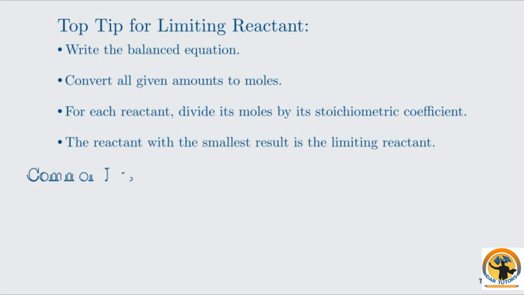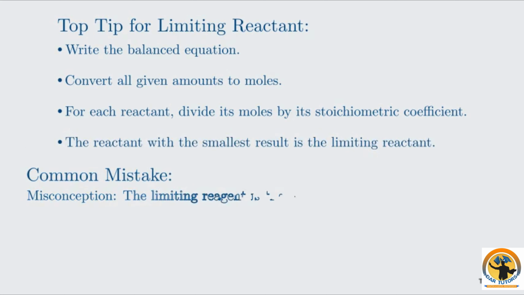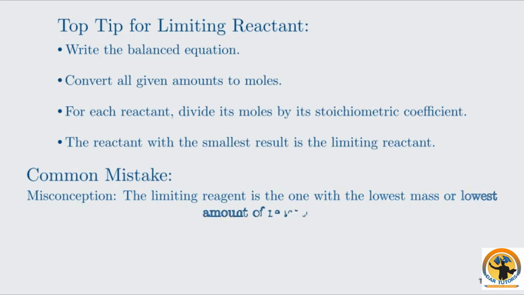A crucial point to remember is to avoid a common mistake. The limiting reactant is not simply the one with the smallest mass or the lowest number of moles. It is determined by the stoichiometric ratio. In other words, you must always take the balanced equation into account. Let's work through an example to see this in practice.